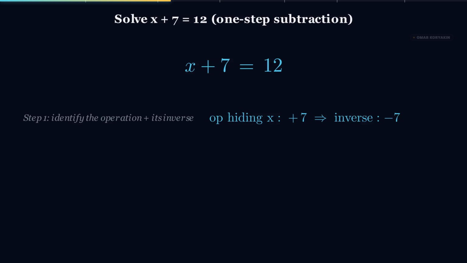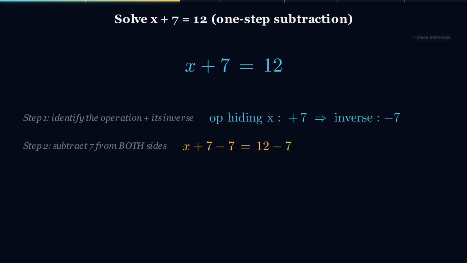Identify the operation currently applied to x. The expression x plus 7 contains addition: 7 is being added to x. The inverse operation that will undo the addition is subtraction. To isolate x, we will subtract 7, but we must do it on both sides of the equation simultaneously to preserve the balance. Step 2.